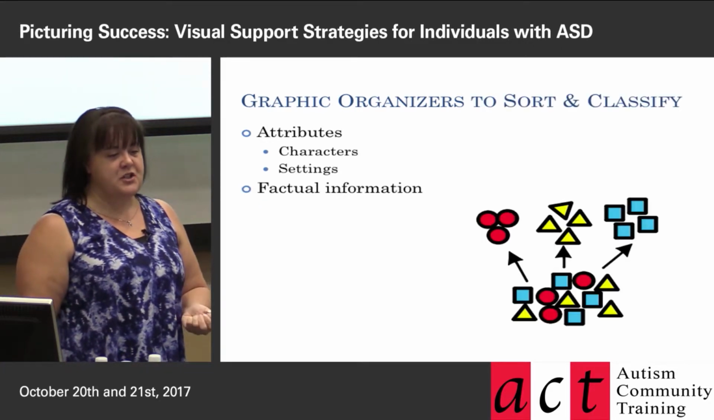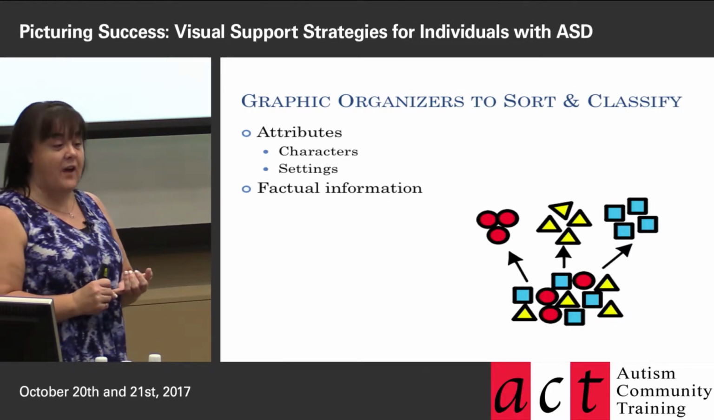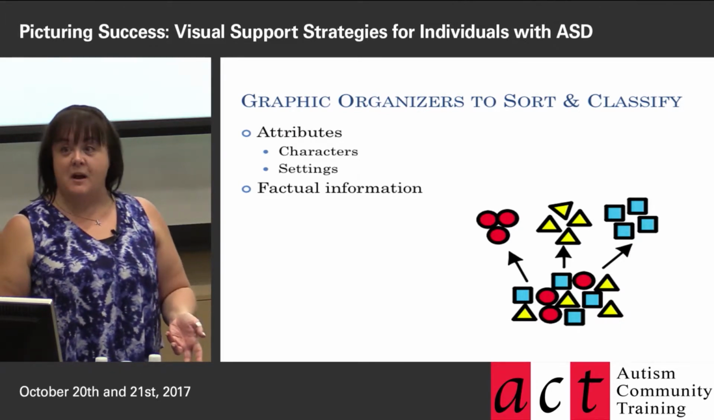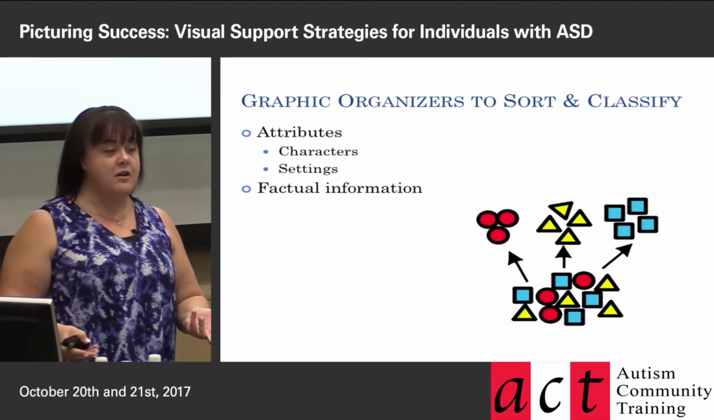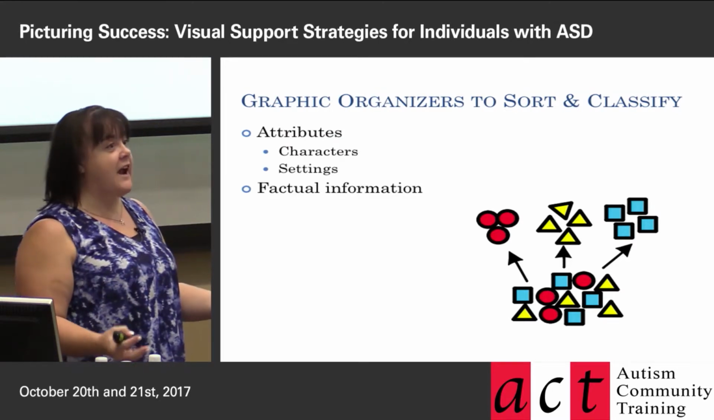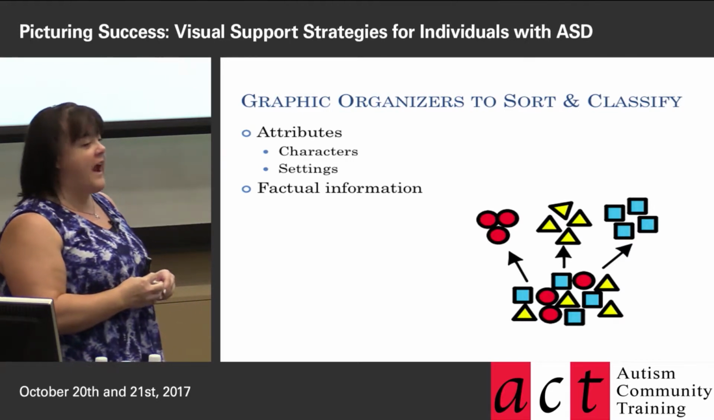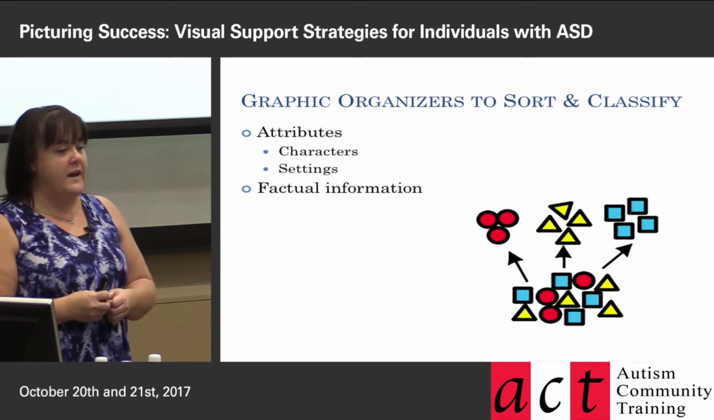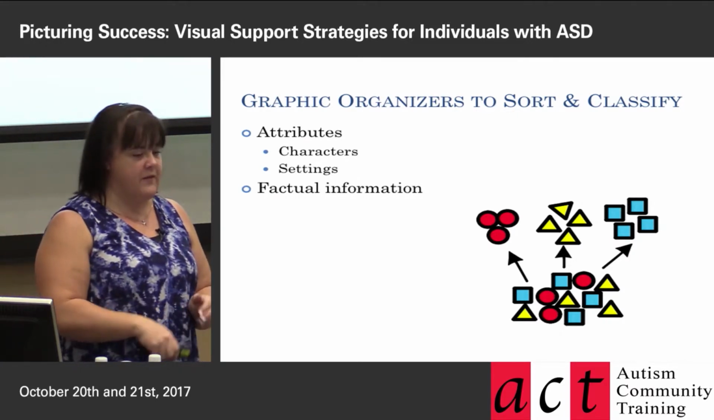So let's look first at sorting and classifying and some of the things that we could get students to sort and classify. Often in classrooms, we're talking about characters in a book or characters in a novel or historical figures. So we could sort and classify attributes about those individuals. We could sort and classify attributes about settings in the environment. We can also sort and classify all kinds of other factual bits of information.